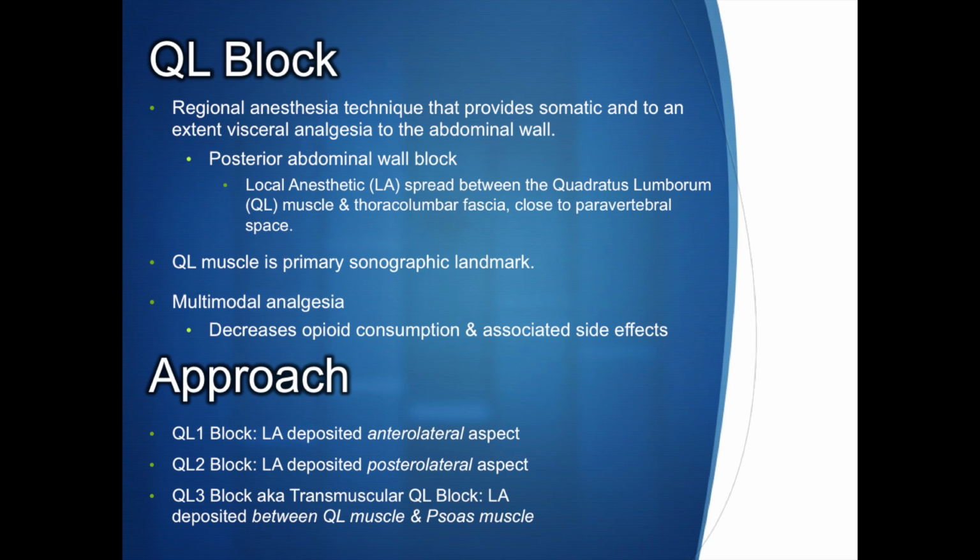The local anesthetic spreads between the QL muscle and the thoracolumbar fascia, which is close to the paravertebral space and subsequently may explain the more extensive analgesia and prolonged duration of action. It is a unilateral peripheral nerve block that can be done bilaterally. This depends upon the surgical procedure. Examples include a laparoscopic surgical procedure or those with a midline incision.